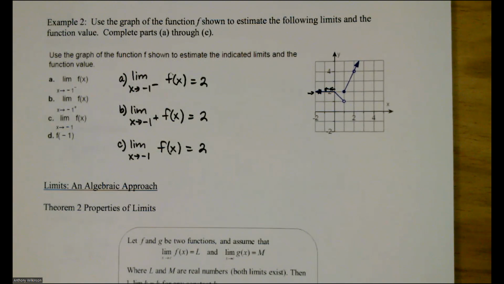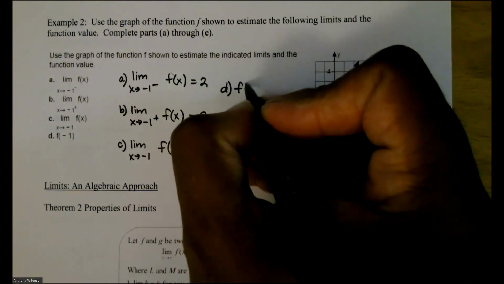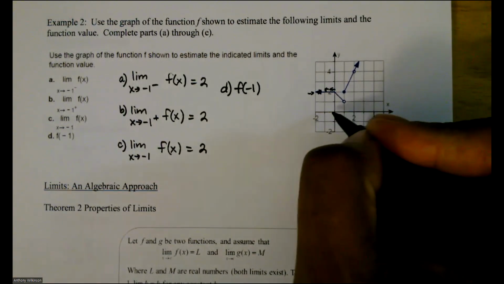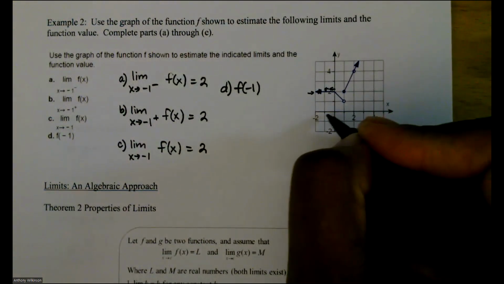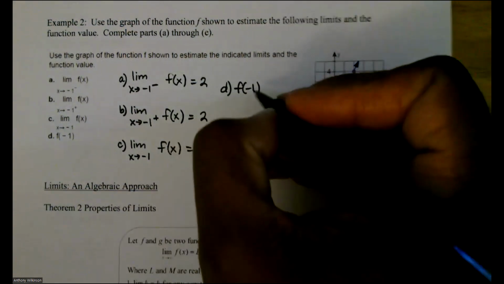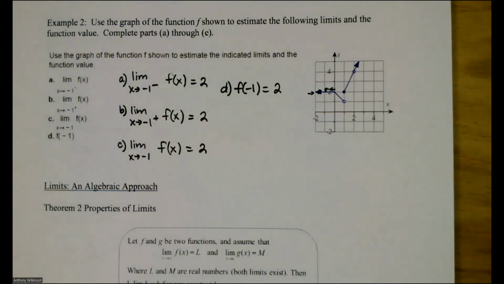So the limit as x approaches -1 from the left of f of x will be 2, and the limit as x approaches -1 from the right of the function f of x is 2. That means the limit as x approaches -1 of the function f of x will also be equal to 2. Now part D is f of -1. So what's the value of the function at x equal to -1? Well, it does exist. So here's -1 right here. The y value, or the f of x value, has to be 2 as well.